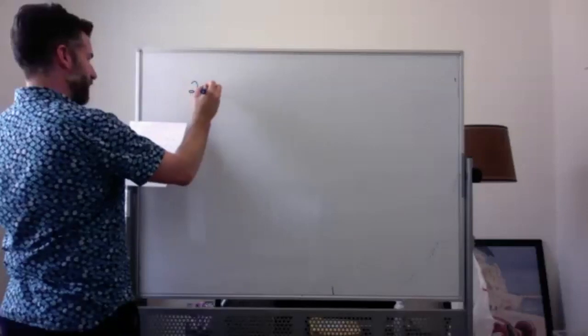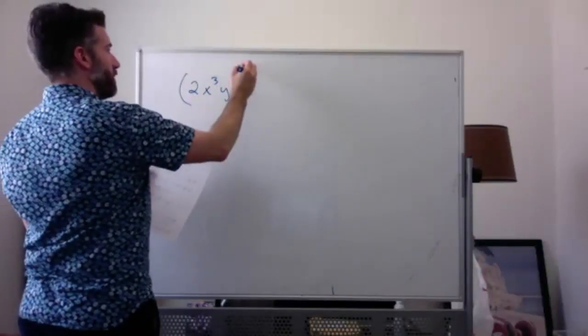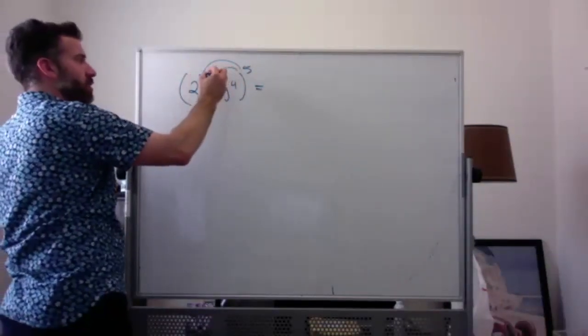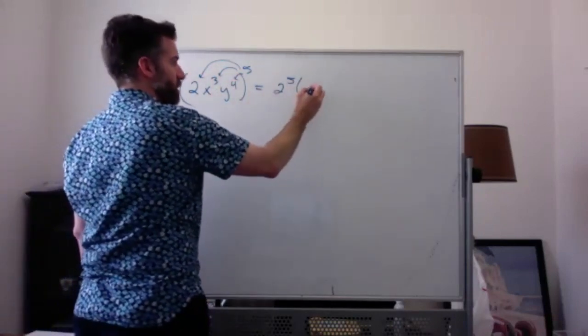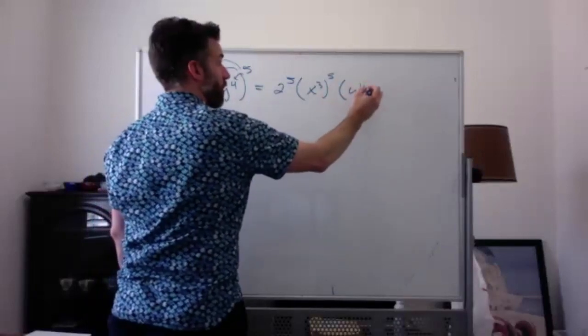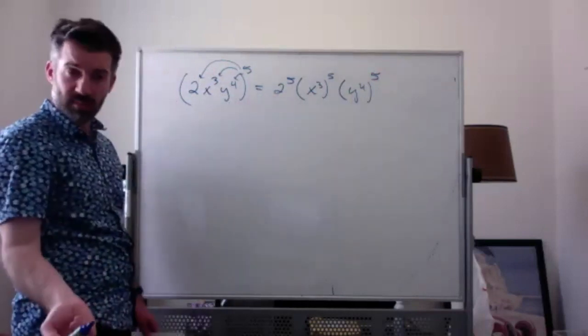So a couple more examples of this. For example, if you have 2 times x cubed times y to the 4th, all to the 5th, you would just give that 5th power to each of these things. So you have 2 to the 5th times x cubed to the 5th times y to the 4th to the 5th. 2 to the 5th you could leave as is or simplify as 32.